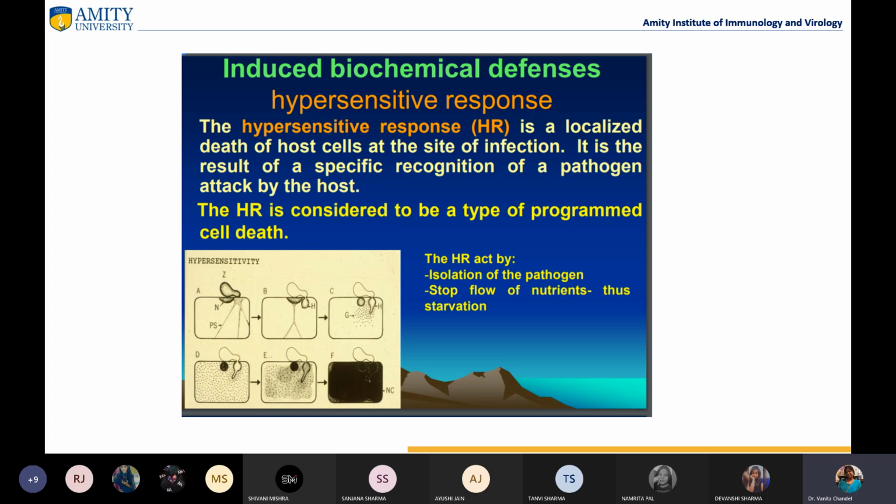hypersensitive response. So this is somewhat related to the programmed cell death which occurs in humans, or we notice in humans or animals, that there is a programmed cell death. It is just similar to that.